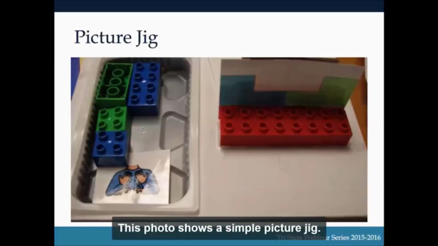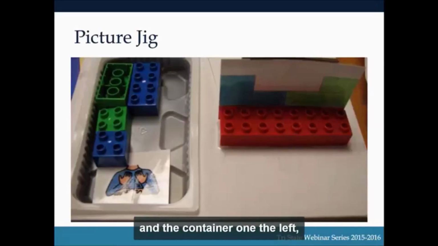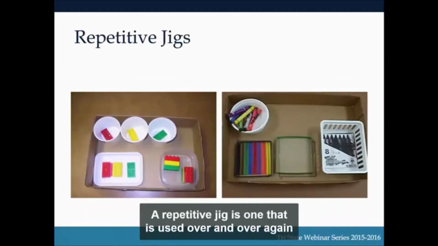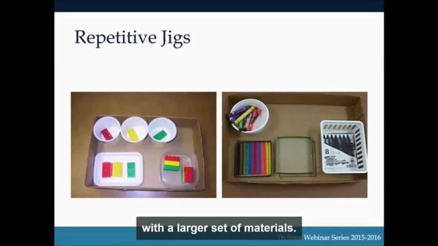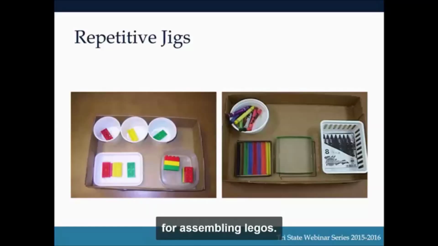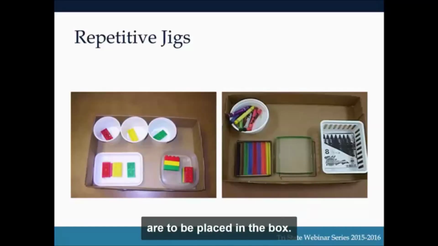This photo shows a simple picture jig. The drawing lets the student know where the blocks in the container on the left fit on top of the red block that forms the base of the structure. A repetitive jig is one that is used over and over again with a larger set of materials. The first picture is an example of a repetitive jig for assembling Legos, and the second one shows the sequence that crayons are to be placed in the box.